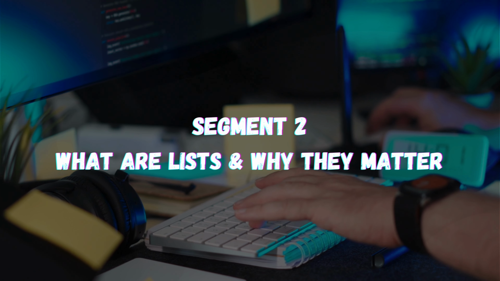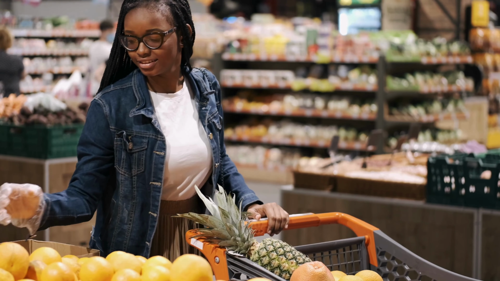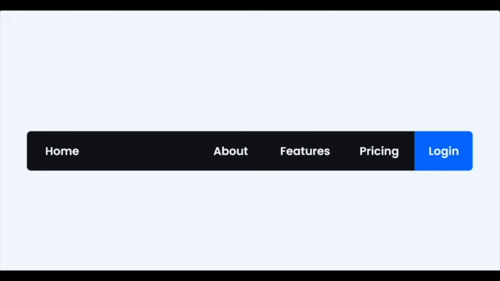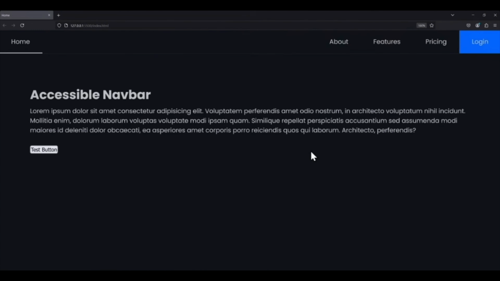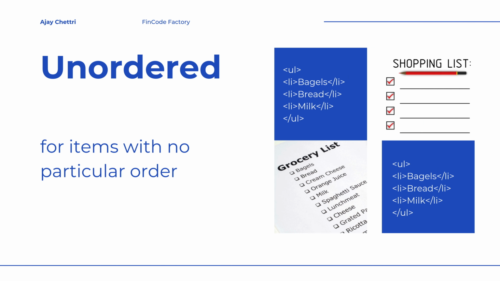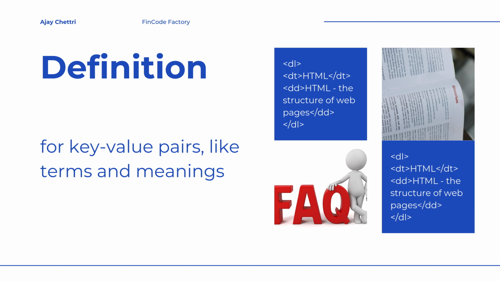Segment 2. What are lists and why they matter? Lists in HTML help you group related items together. For example, imagine you are writing a grocery list, a set of instructions, or a navigation menu. You'll need a clear structure that the browser and the user can both understand. Lists make your content more readable, more organized, and easier to navigate, especially when they are styled later with CSS. There are 3 types of list: unordered list, which are for items with no particular order, ordered list for items that follow a sequence, and the definition list for key value pairs like terms and meanings.